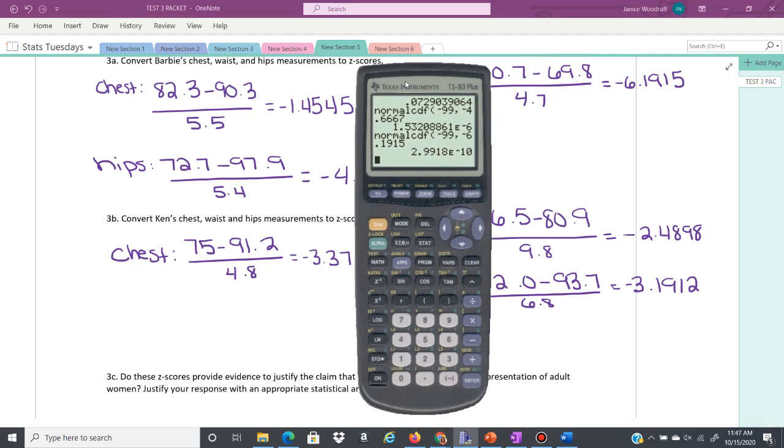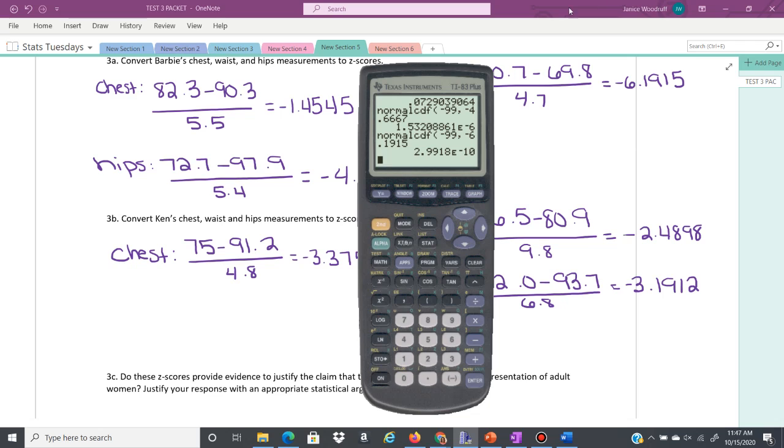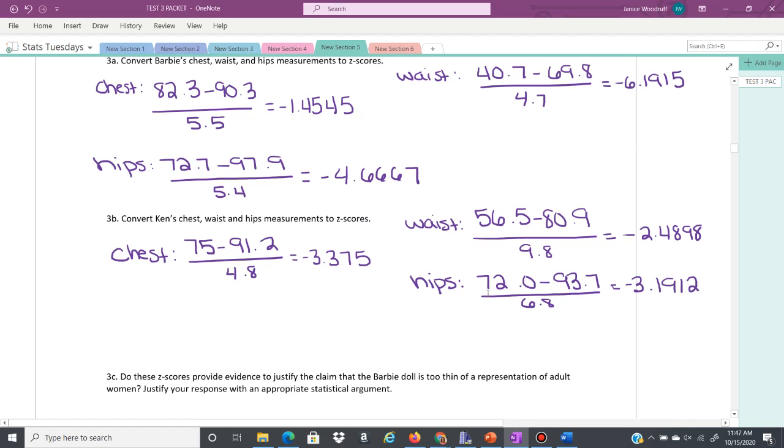So in order for Barbie to be more statistically accurate to the mean adult size of American women, we would want to make sure her measurements were within a 50% range. Okay, so something like that. And then same thing with Ken. If you look at these, you can kind of tell those are all going to be about 0, close to 0 as well.